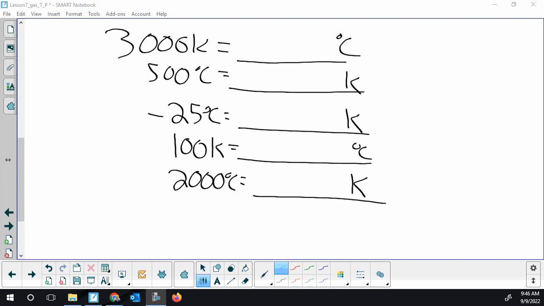Okay, so let's recap the answers. The first one is Kelvin to Celsius. Kelvin is the bigger number, so we have to subtract to get to degrees Celsius. So 2727 degrees Celsius. Our second question, we're going to Kelvin, which is the bigger scale, so we have to add in this case. So 773. The next one is also degrees Celsius to Kelvin, which is bigger, so we're adding 273.